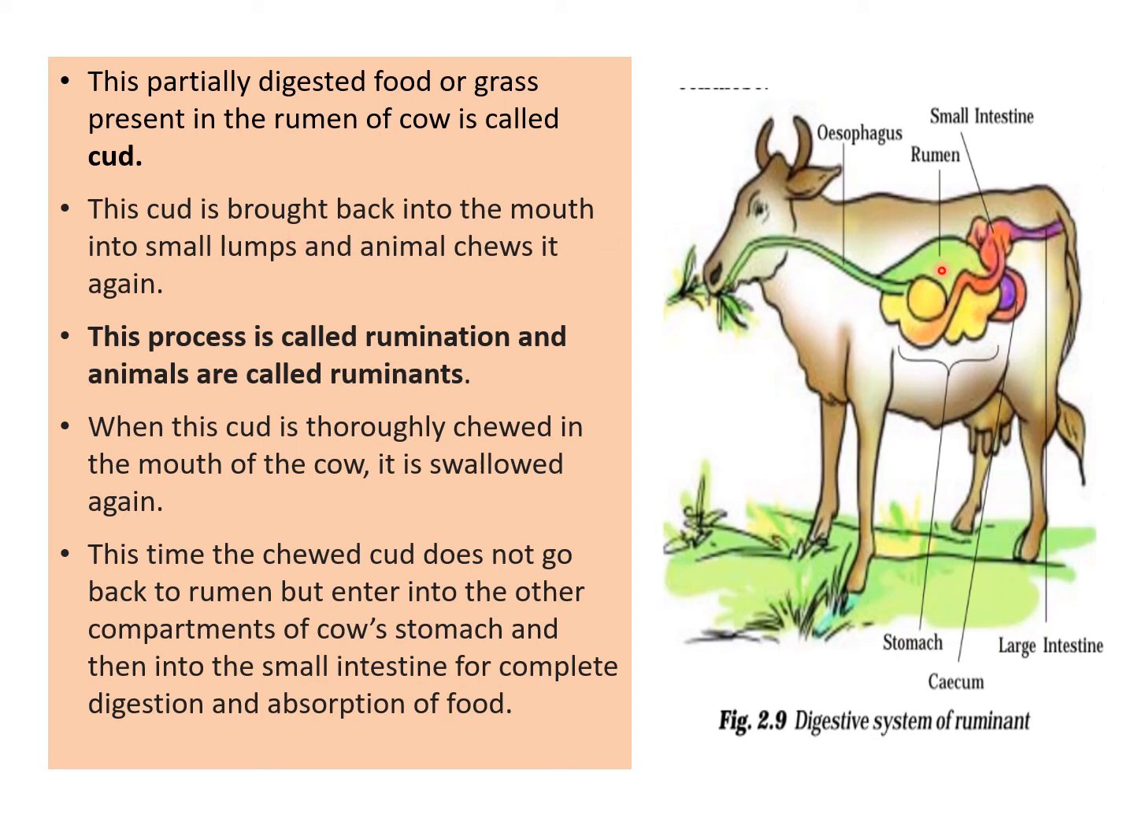Now this cud is brought back into the mouth in small lumps, and now the animal chews it again, right? This process is known as rumination, and hence these animals are known as ruminants. Now, when this cud is thoroughly chewed in the mouth of the cow, then it swallows it again, right? So this time the chewed cud does not go into the rumen, it goes into the other compartment, that is the small intestine, where the absorption and the digestion of the food occurs. So this is the process in which these grass eating animals complete their digestion, right?